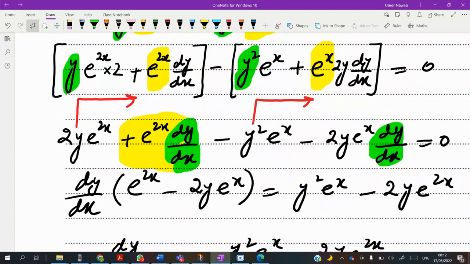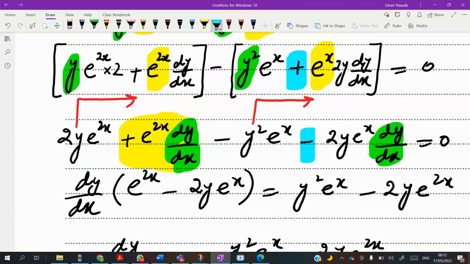Now, open the brackets and simplify the terms. So we will get 2y e^2x plus e raised to 2x dy by dx. Now multiply the minus inside. So we will get, don't forget to change the sign. So this is plus, it becomes minus y squared e^x and minus 2y e^x dy by dx.